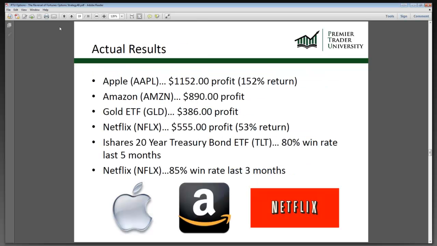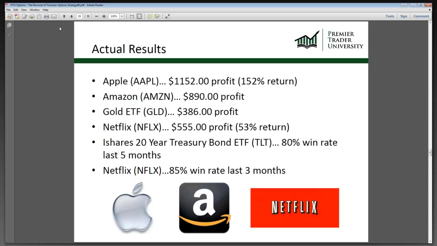And I've showed you some of the results. Okay, we've looked at Apple, $1,100 of profit. Amazon, close to $900. GLD, which is the gold ETF, close to $400 of profit. Netflix, $555. Okay, I'm literally showing you thousands of dollars worth of profit just on the most recent trades. That's not me just cherry picking the best results over the past number of months. These are recent trades that have been closed out. TLT, which is the bond ETF that we trade, 80% win rate the last 5 months. Netflix, 85% win rate the last 3 months. Okay, the performance is there.